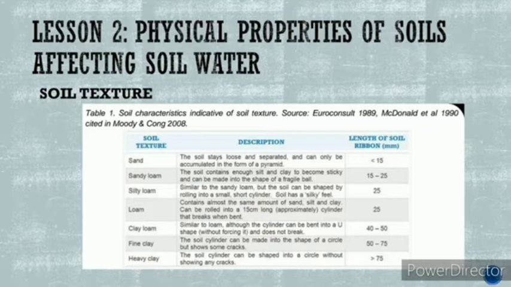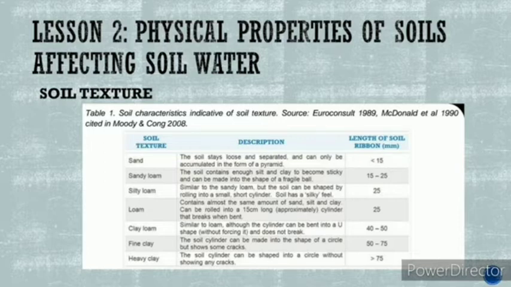Sand. The soil stays loose and separated and can only be accumulated in the form of a pyramid. The length of the soil ribbon is less than 15 millimeters. Sandy loam. The soil contains enough silt and clay to become sticky and can be made into the shape of a fragile ball. The length of the soil ribbon is 15 to 25 millimeters. Silty loam. Similar to the sandy loam, but the soil can be shaped by rolling into a small, short cylinder. Soil has a silky feel.